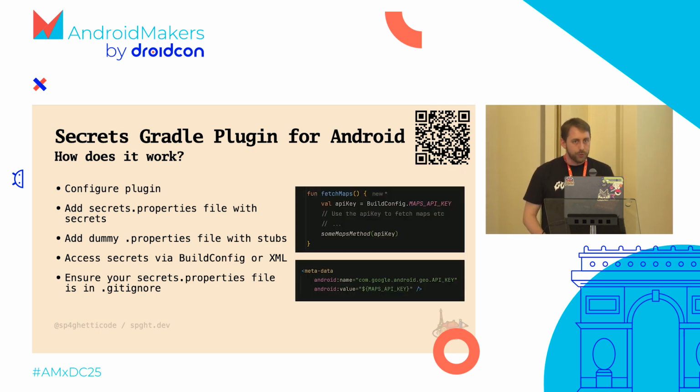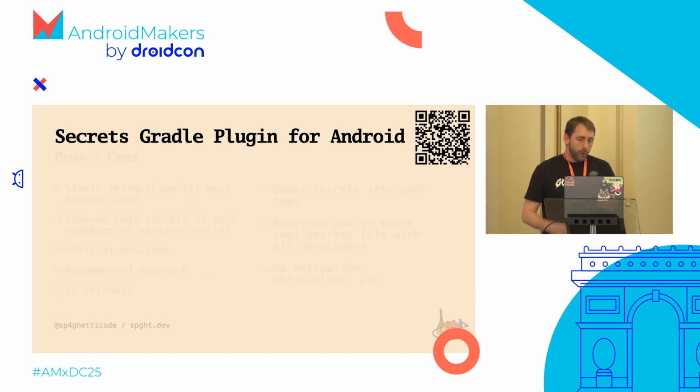It was built with Google Maps in mind, so if you're using Google Maps, you've probably used this already. For example, if you have the Google Maps API key in your properties file, you can then access it, like I said, via build config or the XML.